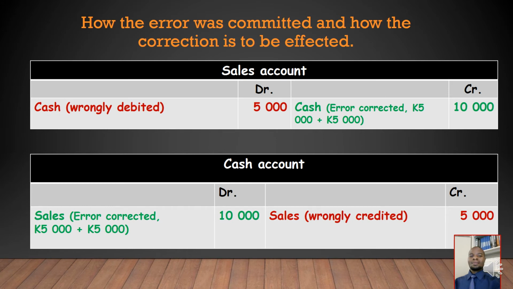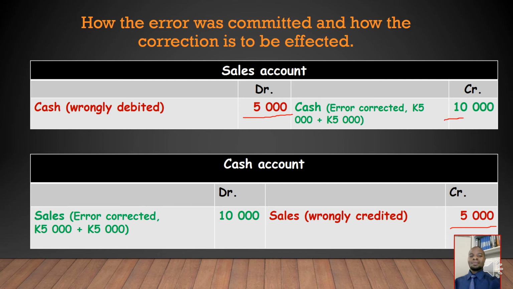In the ledger accounts, the sales account was debited with 5,000 instead of being credited with 5,000. And then the cash account was credited with 5,000 instead of being debited with 5,000. So the first thing that we are going to do is to cancel this entry. How do we cancel this entry? It's by making an opposite entry on the other side.